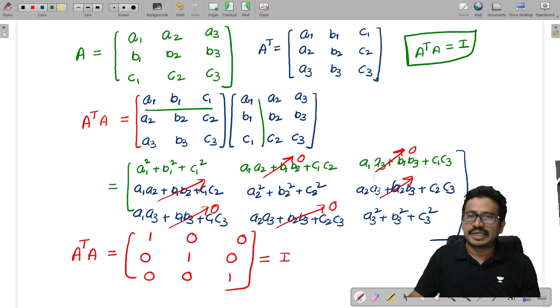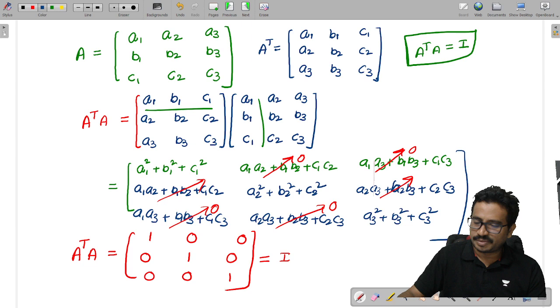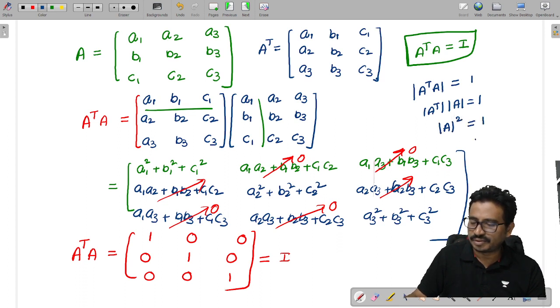Then what is the determinant of the matrix? So if I take the determinant on both sides, what will I get here? Determinant of A transpose into A is the determinant of the I matrix, which is 1. So both determinants are equal. So the determinant of A transpose and A is equal to 1. So this means we can say determinant of A whole square is equal to 1. So from this, determinant of A is equal to plus or minus 1.